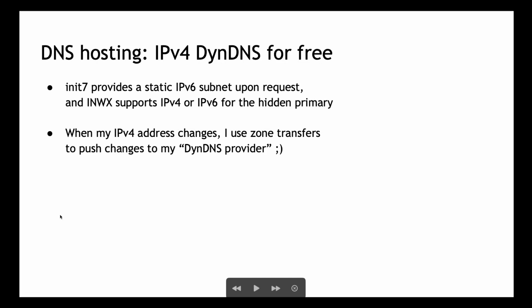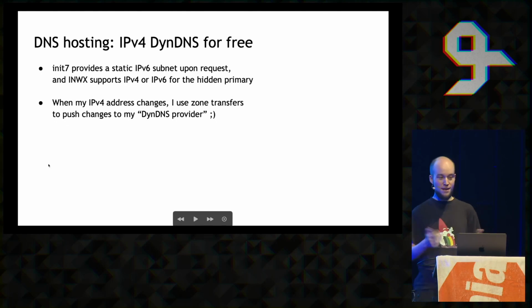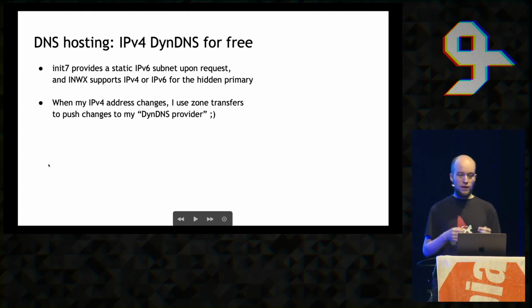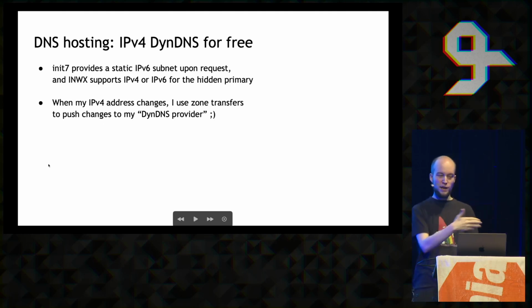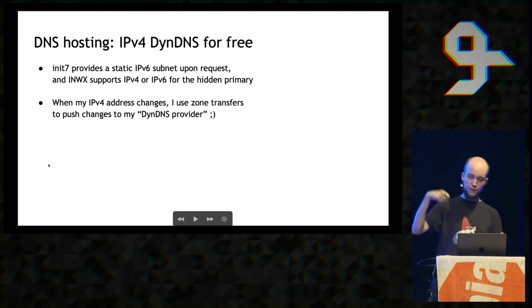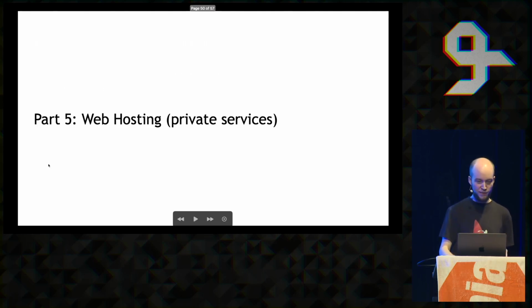What I really like is that I don't have a static IPv4 because I would need to pay money for that. And I just don't want to pay more money for IPv4 because it's not the future. So I get IPv6 for free and static. So the cool thing is that because INWX supports both IPv4 and IPv6, I have DynDNS for free, because whenever my IPv4 changes, they use IPv6 for the zone transfer and then they pick up my change to the IP address. So I sort of accidentally implemented DynDNS.